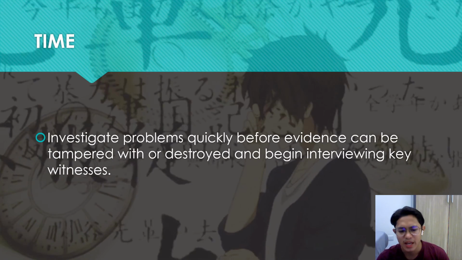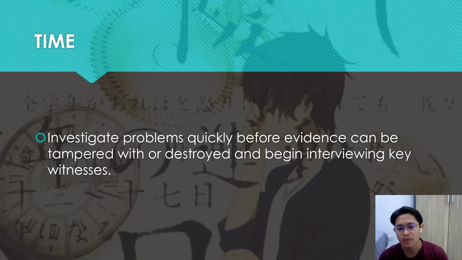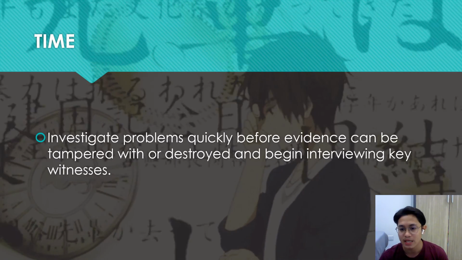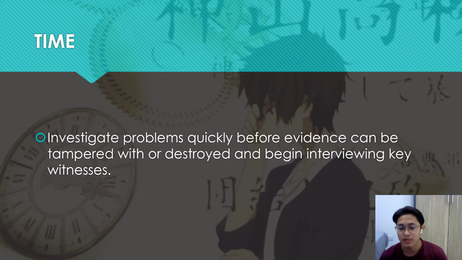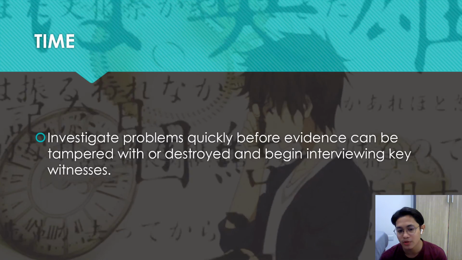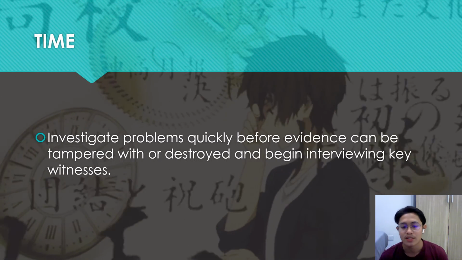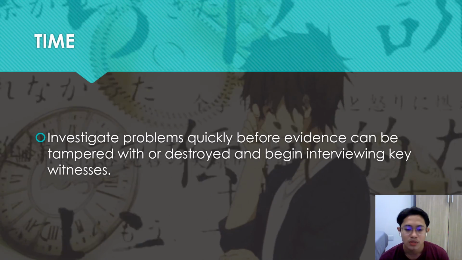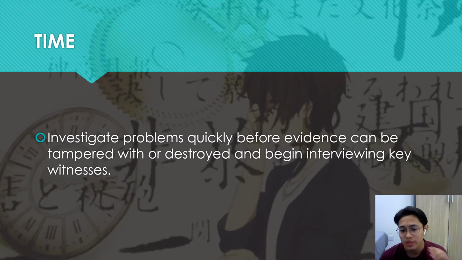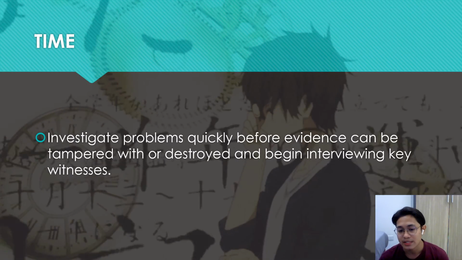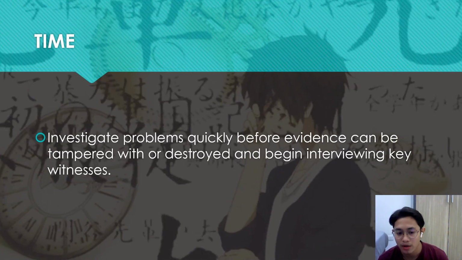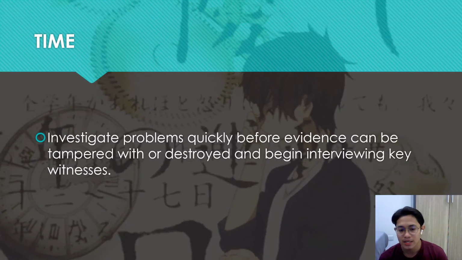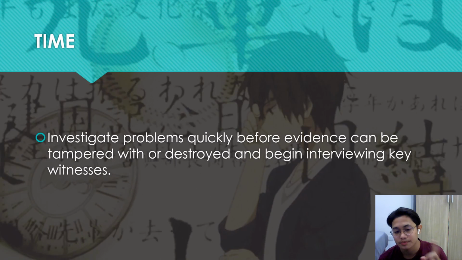So, for the time, investigate problems quickly before the evidence can be tampered with or destroyed, and begin interviewing key witnesses. You need to investigate wrongdoing within several days after being made aware of the incident, and try to finish the investigation within 2 weeks.